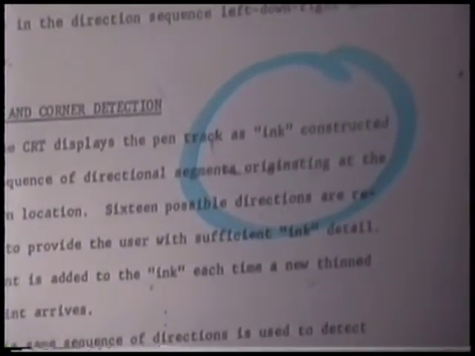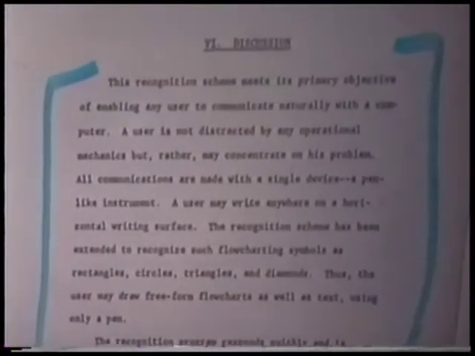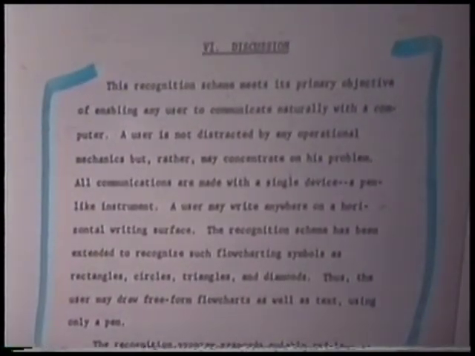Another one of their papers has the first reference I found to the term electronic ink. Actually, that's on this page right here. This is 1966. Talking about that the user interface works with a single device, namely a pen, not multiple devices, not multiple fingers, both hands, that it's easier to use.